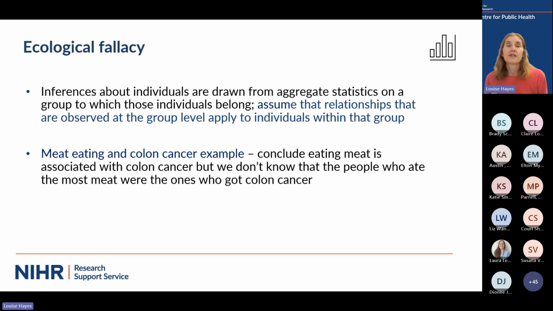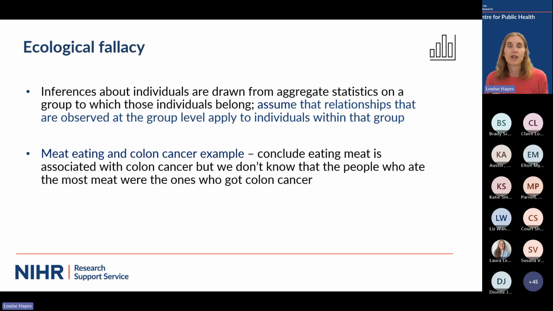So this is a useful way of getting an indication that there might be something going on, but we always need to be mindful of something called ecological fallacy. And by this we mean we're making inferences, so drawing conclusions about individuals from an aggregate statistic. So what it really means is we're assuming that the relationships that we see at that group level apply to individuals.